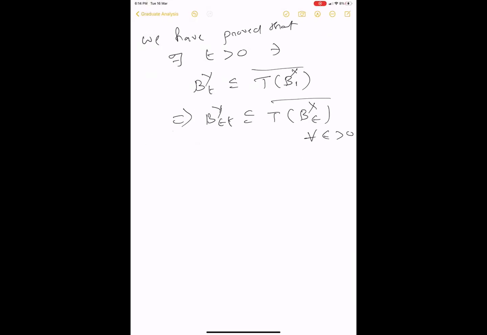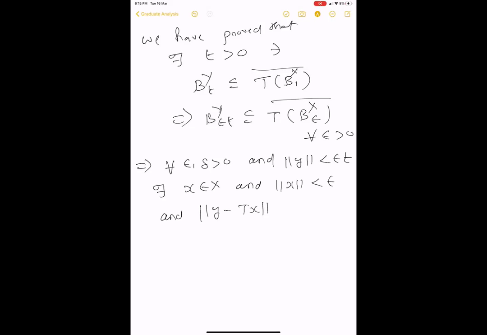So this means the following. This implies for all epsilon, delta greater than 0, and for y in this open ball B(epsilon t), that is norm y is less than epsilon t, there exists an x in X with norm x less than epsilon, and y minus Tx is less than delta. See, what we have is, suppose we have a y here, then there exists an x here such that Tx and y are very close. That's what it means to be in the closure, right? Tx and y are as close as you want. So that is delta close. So you choose a delta, then if you have a y here, you can find a Tx here such that the difference between y and Tx is less than delta. The epsilon is in the open ball.